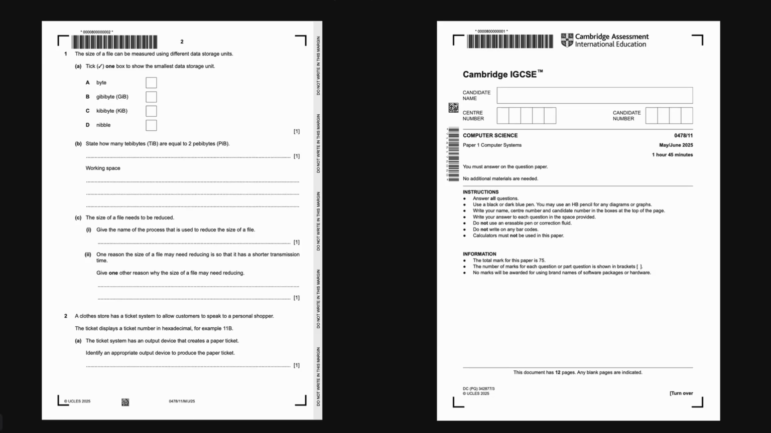IGCSE Cambridge Computer Science O-Level Paper 1 for the session May-June 2025. Question 1. The size of a file can be measured using different data storage units. Tick one box to show the smallest data storage unit.